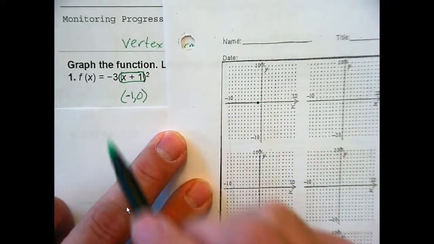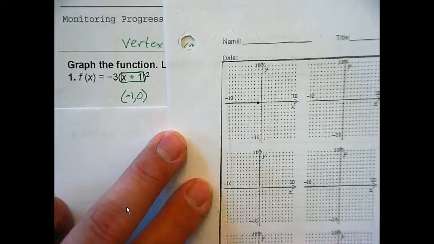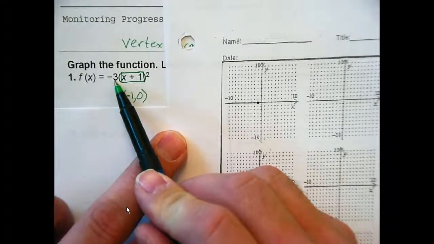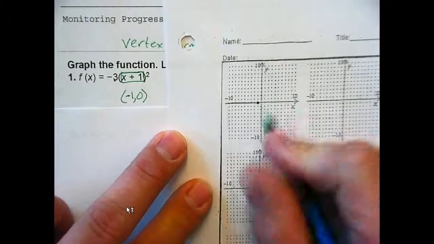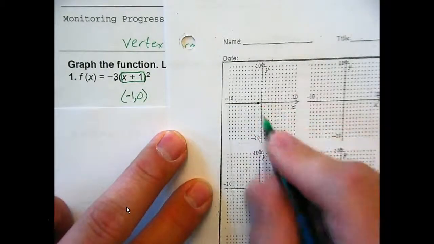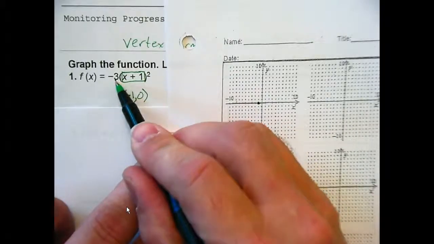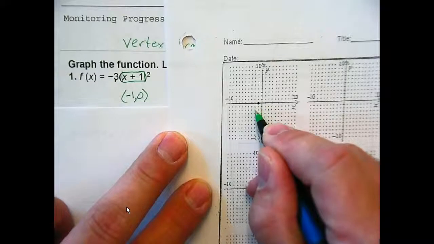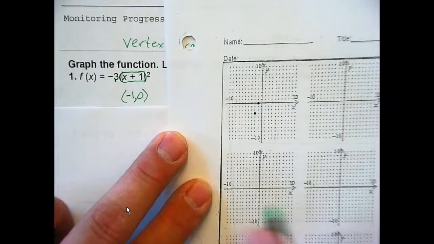Is it a parent function? Is it the same width? No, it's a vertical stretch, opening down. Okay? So we know the negative tells us it opens down, and remember that 3, this number, that's our A term right there. It'll just tell us if we go over 1, we go down 3. Now that's if there's no other kind of shifts going on.